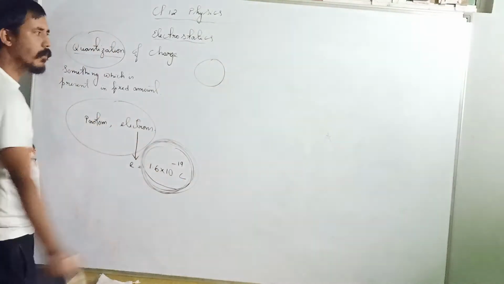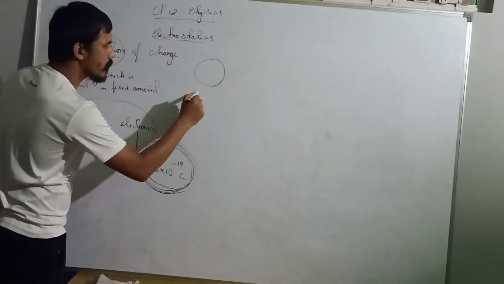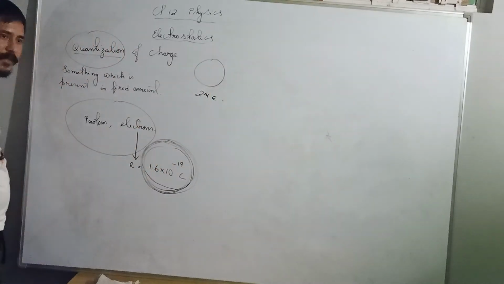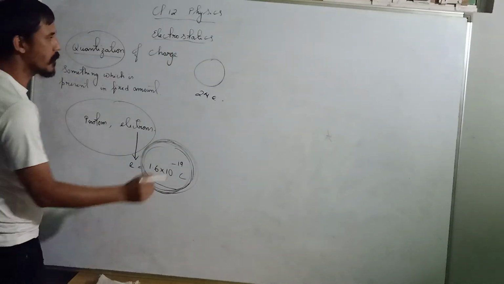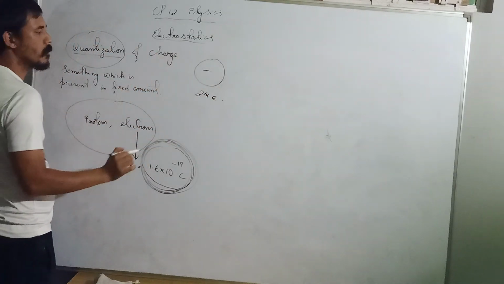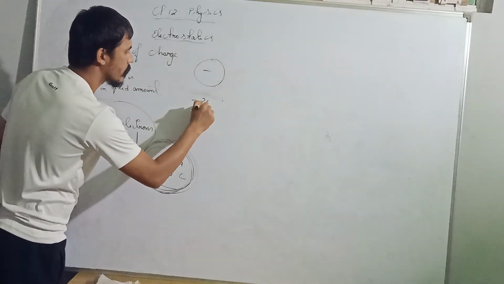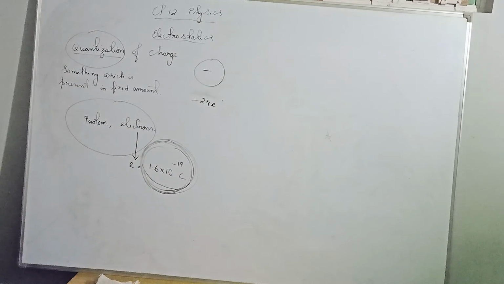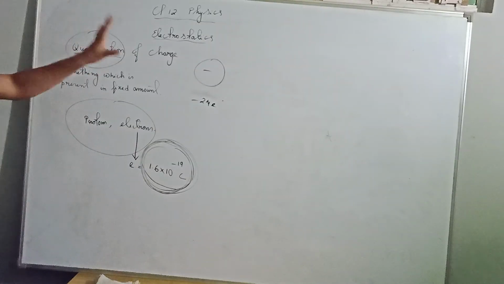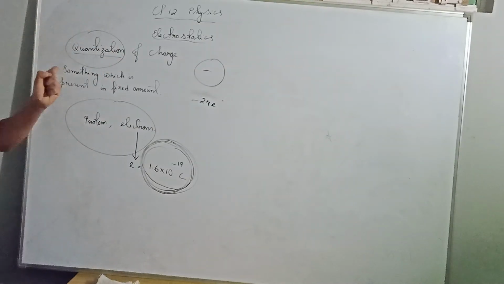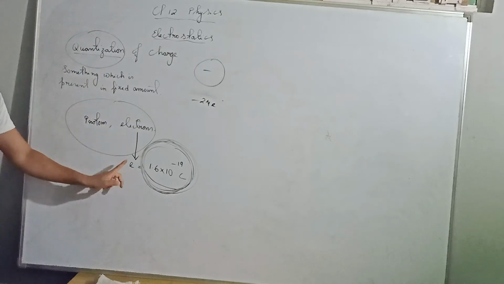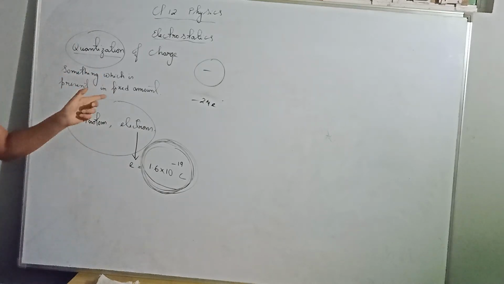What is the charge of this body? Okay, 24e. Suppose it is all negative charges. What is the charge of this body? Minus 24e. Is it okay? So the charge of an object can always be measured in terms of an integer multiple of e.